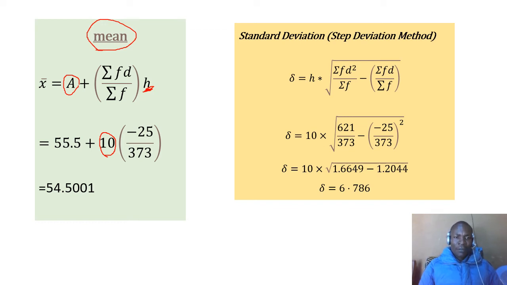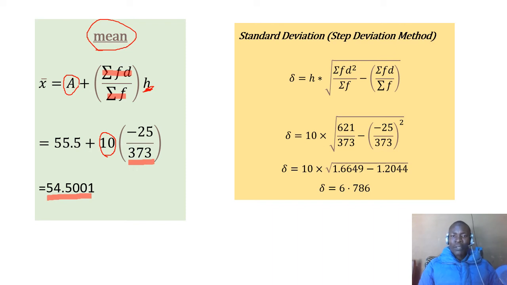Now summation of fd, you look at our frequency distribution column, summation of fd is -25, and summation of f is 373. When you work that out, you start here, and after getting the quotient you multiply by 10, and after getting the product there, you take 55.5 plus the answer. That answer will give us 54.5001, which is approximately 54.5. Success. We have just calculated our mean using the step deviation formula.